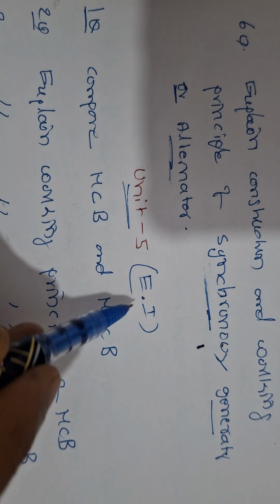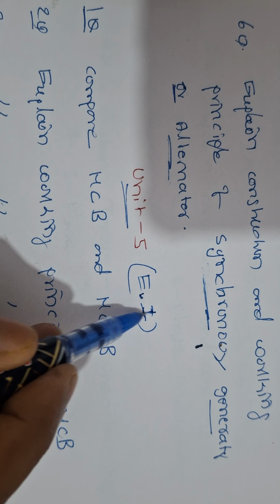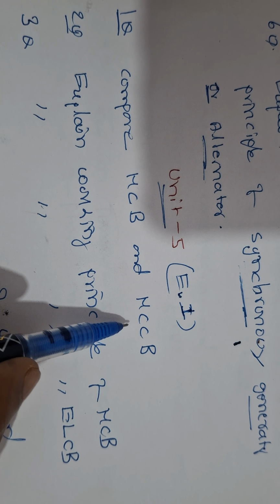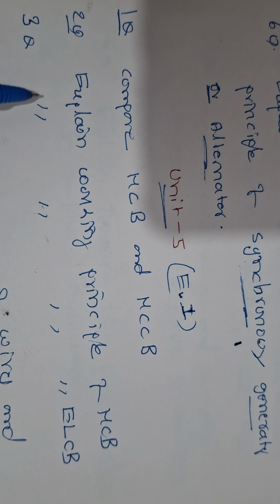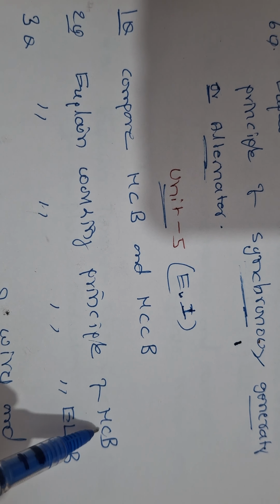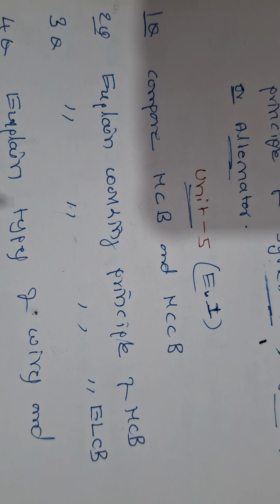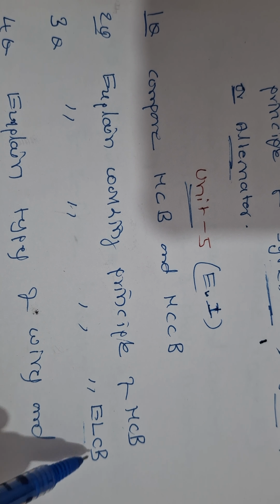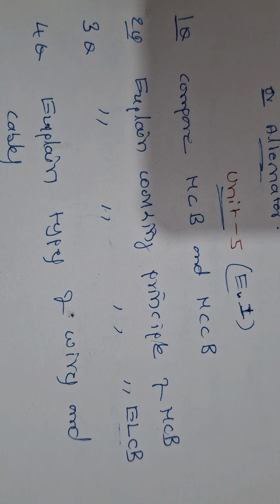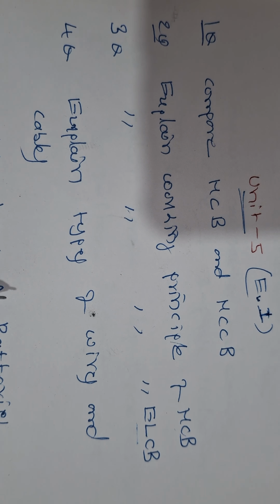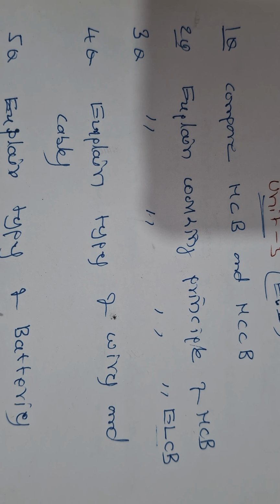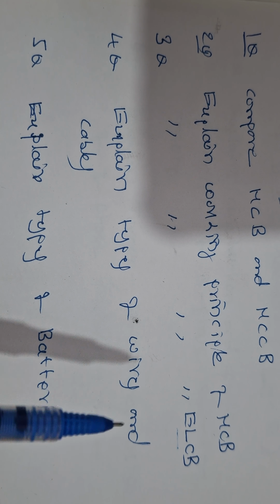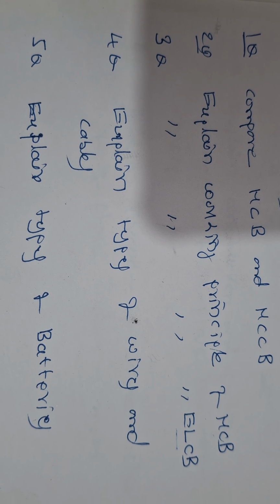Coming to fifth unit, electrical installations. Important question: compare MCB and MCCB. Second question, explain working principle of MCB. Draw the diagram and explain. Similarly, explain working principle of ELCB, earth leakage circuit breaker. And fourth one, explain types of wires and cables. There are different types of wires and cables. With a neat, suitable diagram, you are supposed to explain.